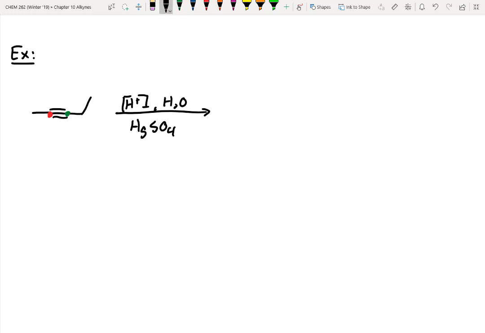So we might have one, right? So we've got this red carbon, got the green carbon. We may have one where the carbonyl is coming off that red carbon, and then we might have a second where it's coming off the other position. So this would give you a mixture of two different products.